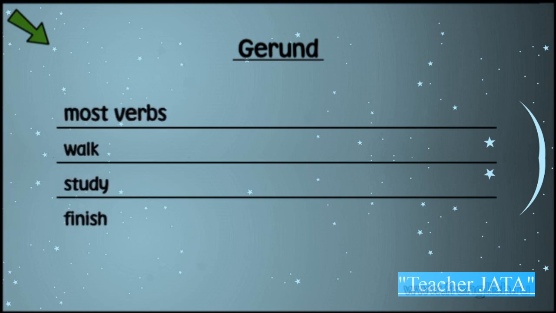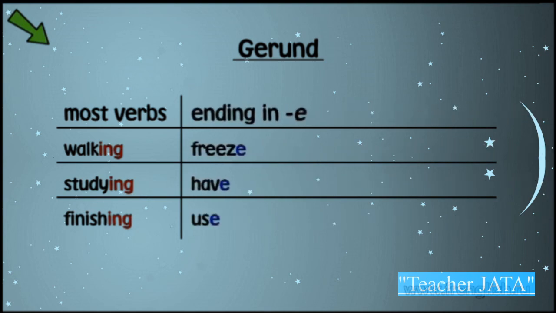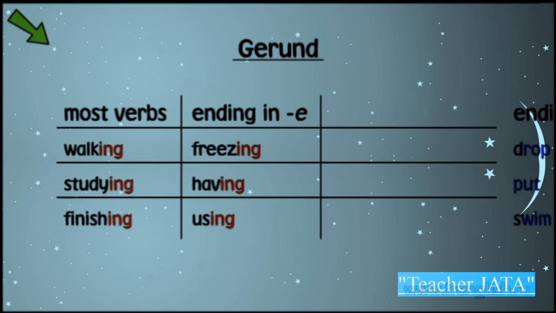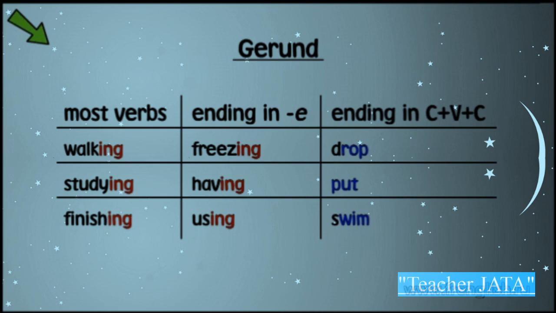To make the gerund of most verbs, we add ing to the base form of the verb. For verbs that end in one e, we drop the e and add ing to the verb. For verbs ending in consonant plus vowel plus consonant, we double the final letter and add ing to the verb.